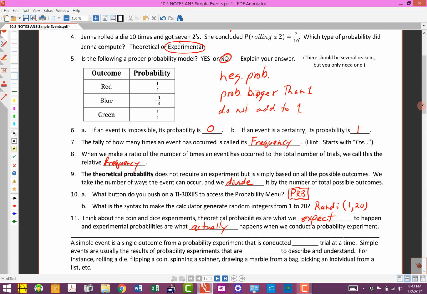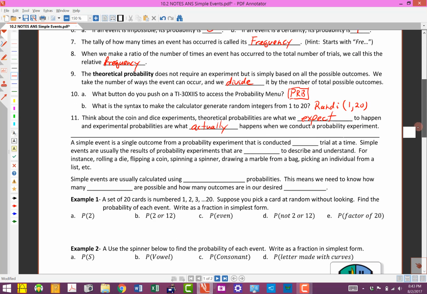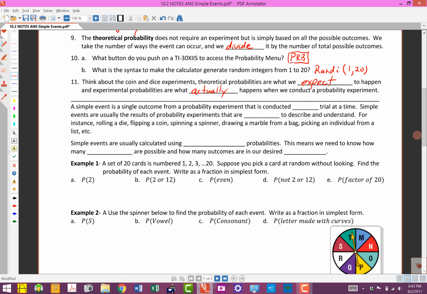Okay, now let's talk about today's section. This is on simple events. So let's talk about what a simple event is. Sounds pretty simple, and it actually is. A simple event is a single outcome from a probability experiment that is conducted one trial at a time. So that's another thing that makes this very easy, we're only going to do this one at a time. Simple events are usually the results of probability experiments that are really easy to describe and understand. And you'll see as we go through, we're going to use lots of examples like this.